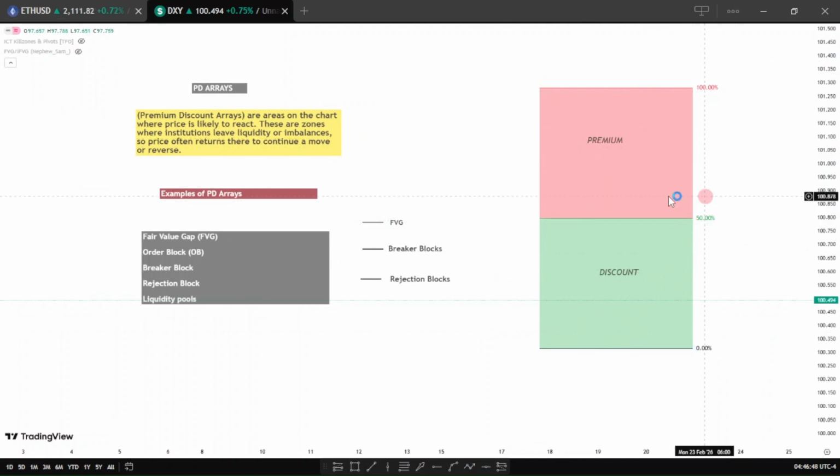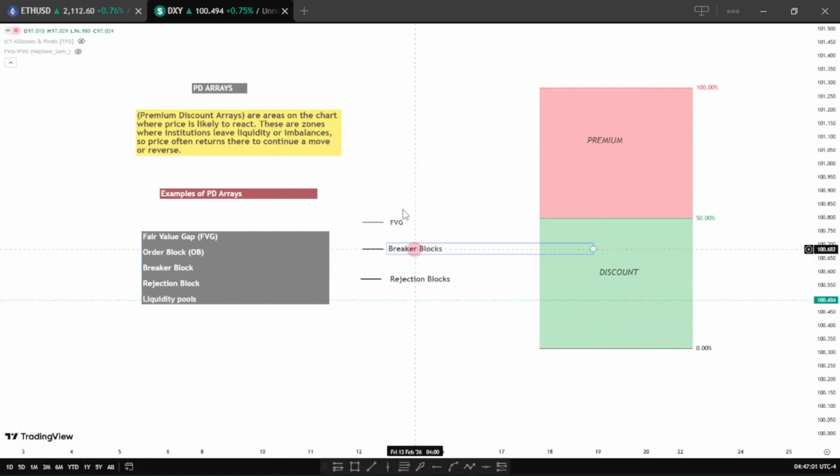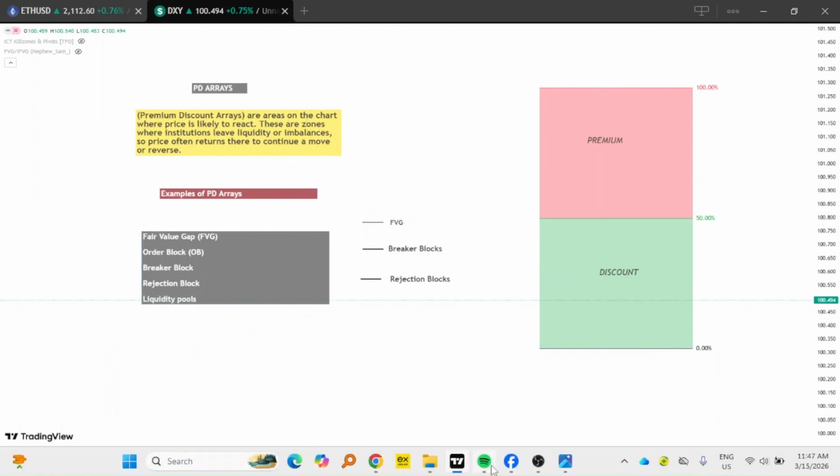The 50%, the mean threshold, is what marks out the premium and the discount on a chart or a range. Okay, so let's get straight into these examples of PDRAs that I marked up for you guys.